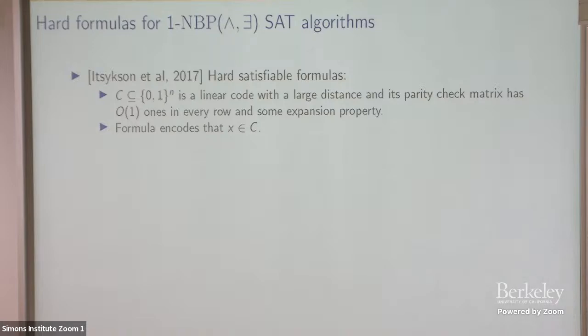And how does this lower bound work? First of all, we prove a lower bound for satisfiable formulas, and they look as follows. We consider a special linear code, and the hard formula encodes that X is a code word.